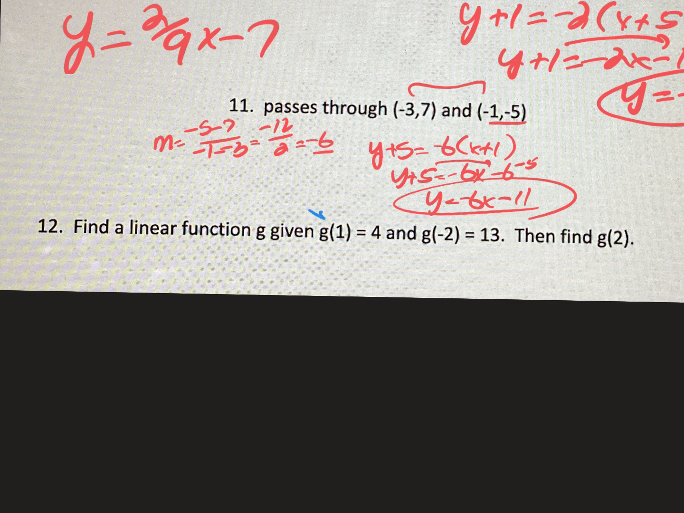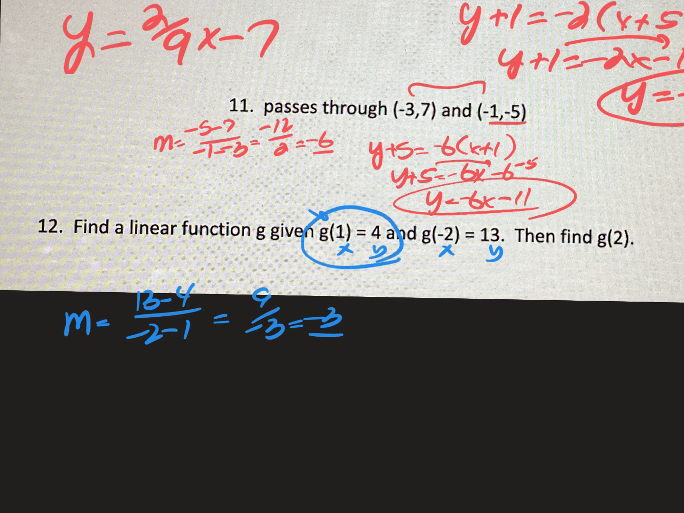Remember, these usually say g of x. So that 1 right there is your x, the 4 is the y, negative 2 is the x, and 13 is the y. So I'm going to do the exact same thing on 12 that I did on 11. Find the slope first. I'm doing y2 minus y1 over x2 minus x1. Gives me 9 over negative 3, which is negative 3. There's my slope. I'm going to pick that point because 1 and 4 is quite a bit smaller.